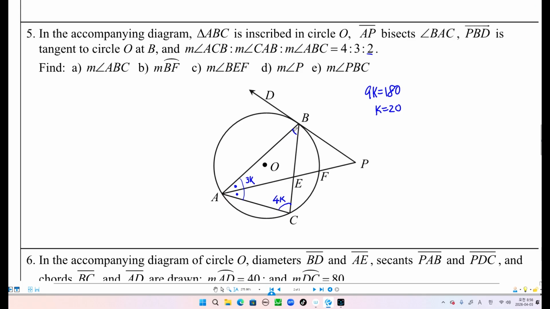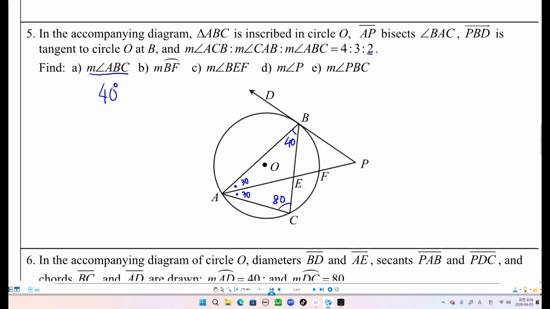Now replace with this 20, okay? 2K is 40, right? 2 times 20 is 40. 3 times 20 is 60, but each one is 30 and 30, right? And this one is 4 times 20, which is 80. Okay, now we finished. Now from here we find the first one over here. Angle ABC. Where is ABC? You already got there, okay? 40.